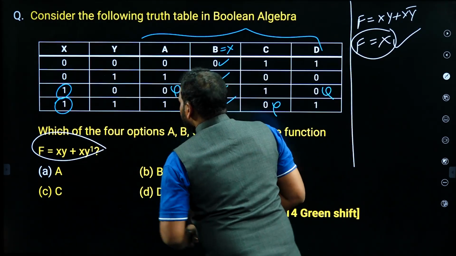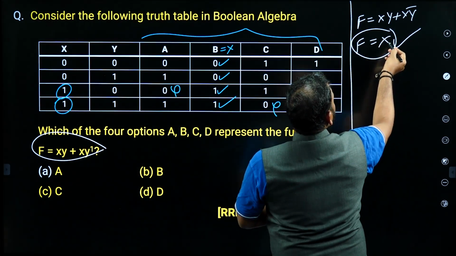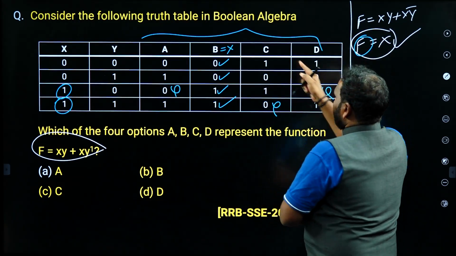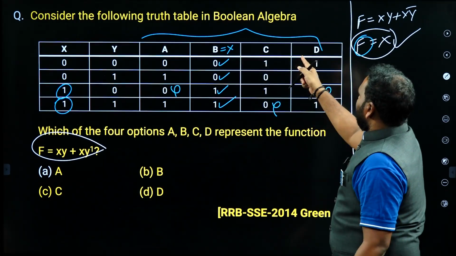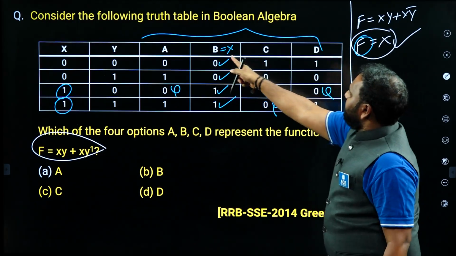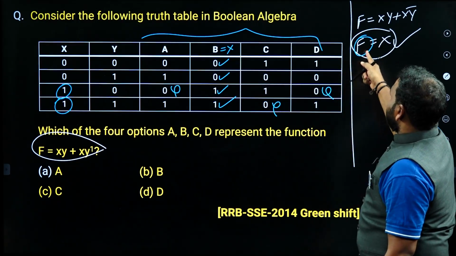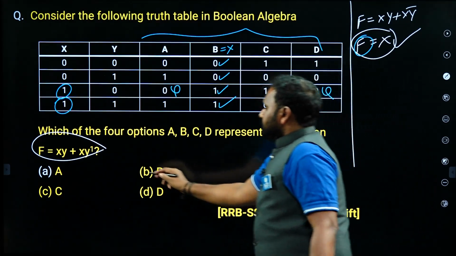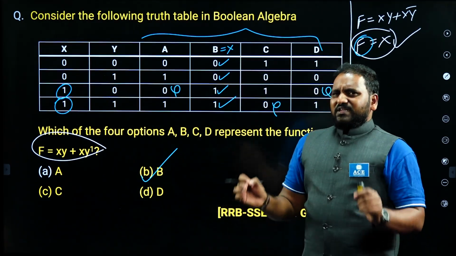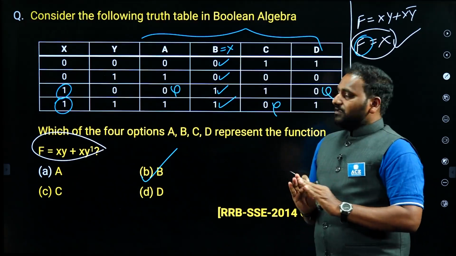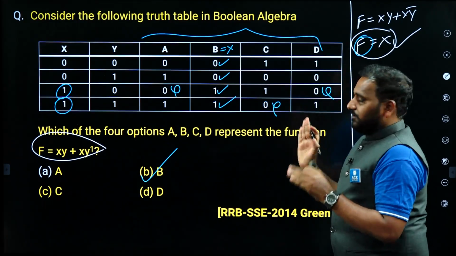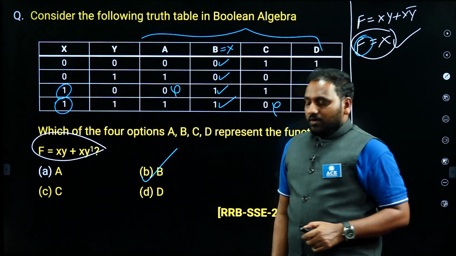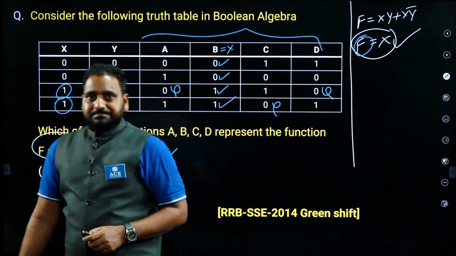f is equal to xy plus xy bar means f is equals to x. That's all. So which of the functions A, B, C, D is equal to f? That means B can satisfy f. Why? Because f value is x, B value is also x. That's why B is the correct option. This is a little lengthy, I don't say complicated. Need to spend some time to compare and select the appropriate option from the table.